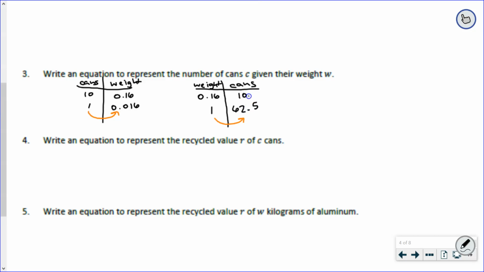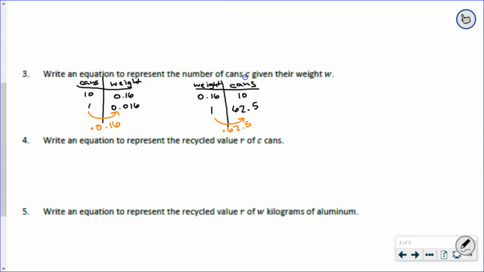All right, so now we've set up our two different tables, forwards and backwards, only it's not really backwards because I've reversed those tables, right? So it's kind of still forwards in both of them. As I go forward in this table, I multiply by 0.16. And as I go forward here in this table, I'm going to be multiplying by 62.5.